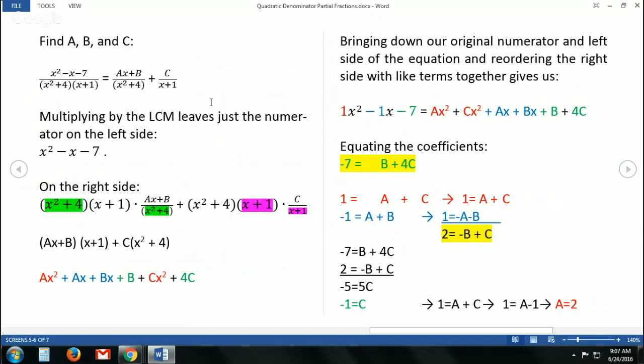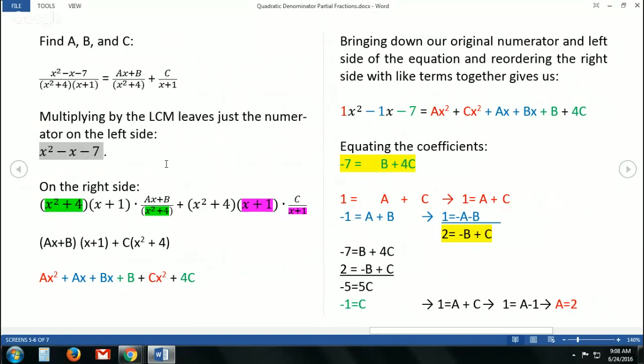Let's multiply everything by the lowest common multiple to get rid of the fractions. What is the lowest common multiple always going to be? The denominator of the original fraction before the decomposition is the lowest common multiple. So everything is going to be multiplied by x squared plus 4 times x plus 1. When we do that on the left-hand side, I'm left with just the numerator, x squared minus x minus 7. That's all that's left on the left-hand side.